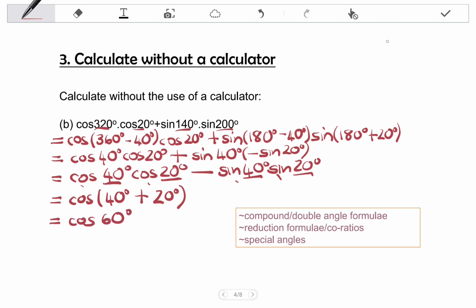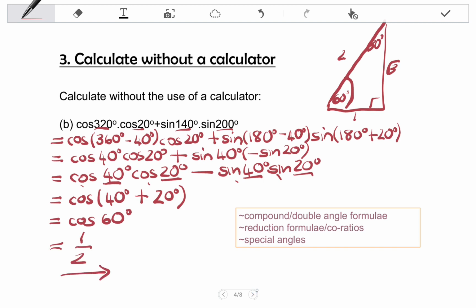60 is a special angle, so now we need to remember our special angle values, and there are different ways that you can remember them. One that I really always fall back on is the use of the triangles. So if I have my triangle with 60, 30 and a 90-degree angle, I know it's 1, 2 and root 3, if you remember that. And then cos 60 is adjacent over hypotenuse relative to the 60-degree angle, which is a half.